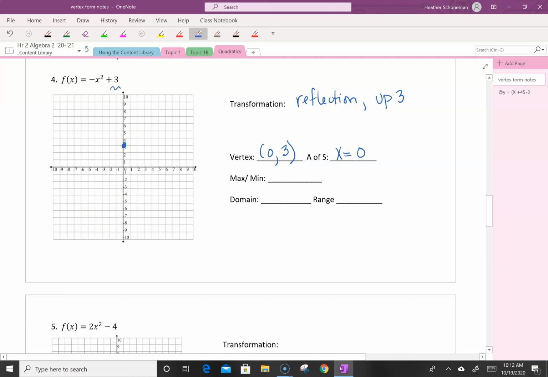My vertex is 0, 3. But this time, because of the reflection, this one is going to open down. So instead of going right and left 1 and up 1, I'm going to go right and left 1 and down 1, and then right and left 2 and down 4. And here is my parabola. This point right here is the tallest point, so now it's not a minimum, it's a maximum, and it's a maximum of the y-coordinate at 3. All of these domains are -infinity to infinity, but the range, all these y values at the bottom are included, so it starts at -infinity and stops at 3.